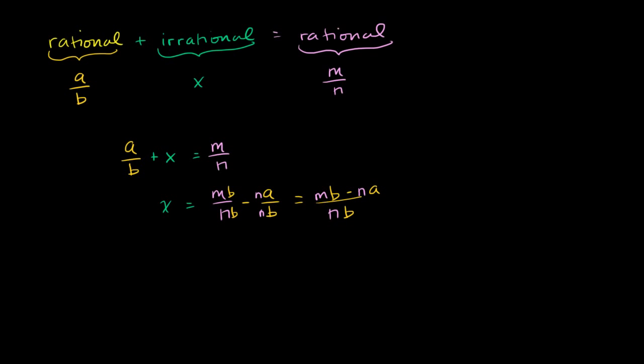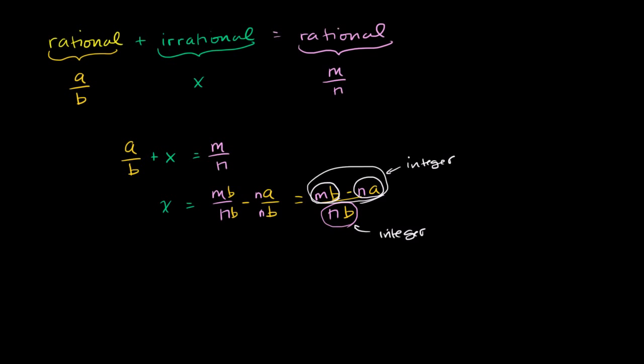So this denominator is clearly an integer. I have the product of two integers. That's going to be an integer. And then this numerator, mb is an integer, and na is an integer. The difference of two integers, this whole thing is going to be an integer. So it looks like, assuming that the sum is rational, that all of a sudden we have this contradiction.